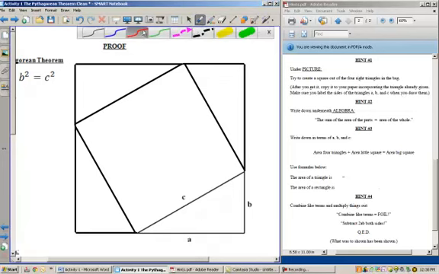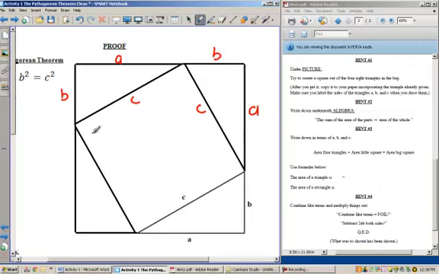So let's label the sides, because this will help us later on. So A, and that's B, that's C, that's B, that's A, that's C, that's B, that's A. Oops, I messed these up. Wrong spots. All right, so that's A, that's B, and that's C.